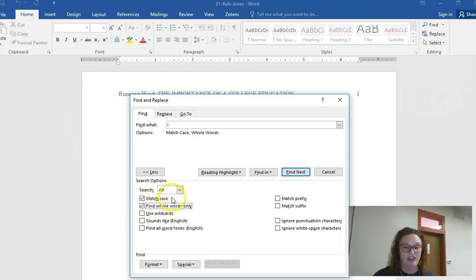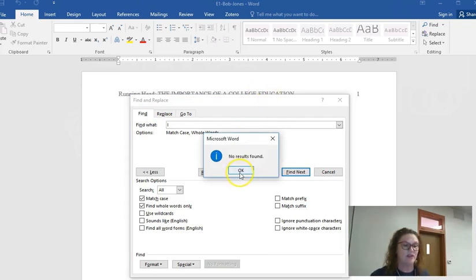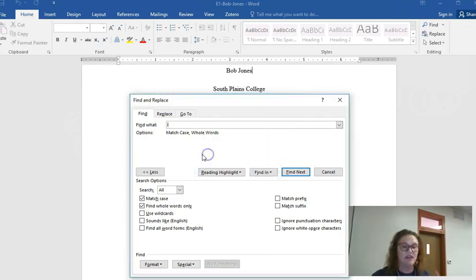And the reason I've matched case here is because this is always in uppercase. So I'm going to do find next, and it says no results found. So there are no instances in my paper of me saying I. I'm going to go to the next one.